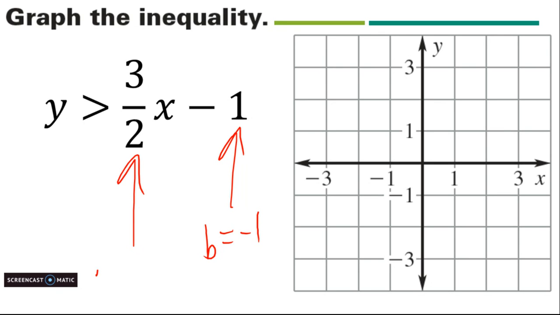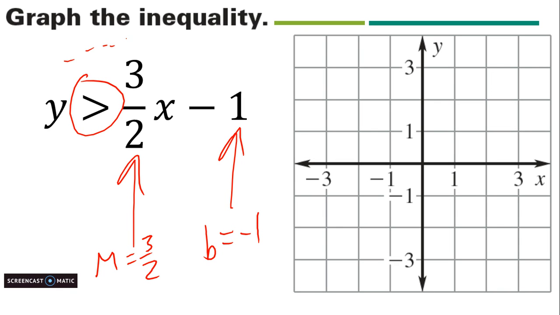Okay, so the next one here, we have a y-intercept of -1, and we have a slope of 3/2. We are using less than, so we're going to use a dashed line. And so we're going to start at -1, and we will go up 3, 1, 2, 3, and over 2, 1, 2. So there's one of my points. And then I can go down 3 and over 2 as well. And so now I have 3 points that I can use to graph with.